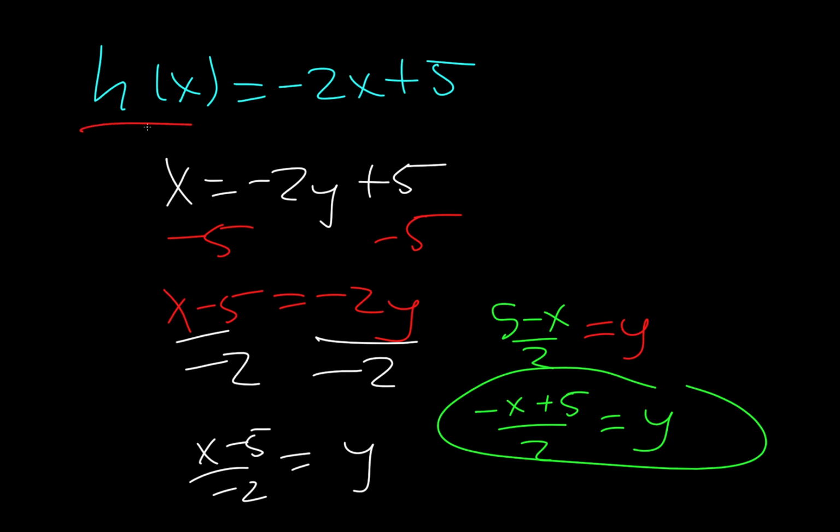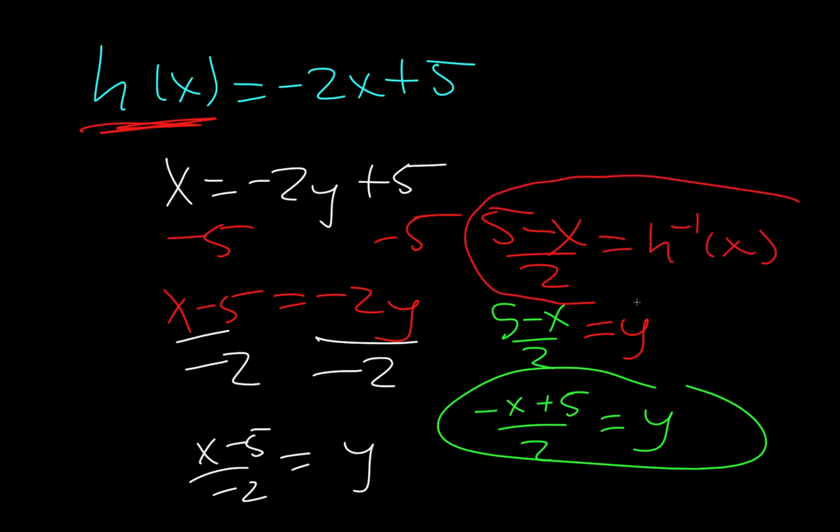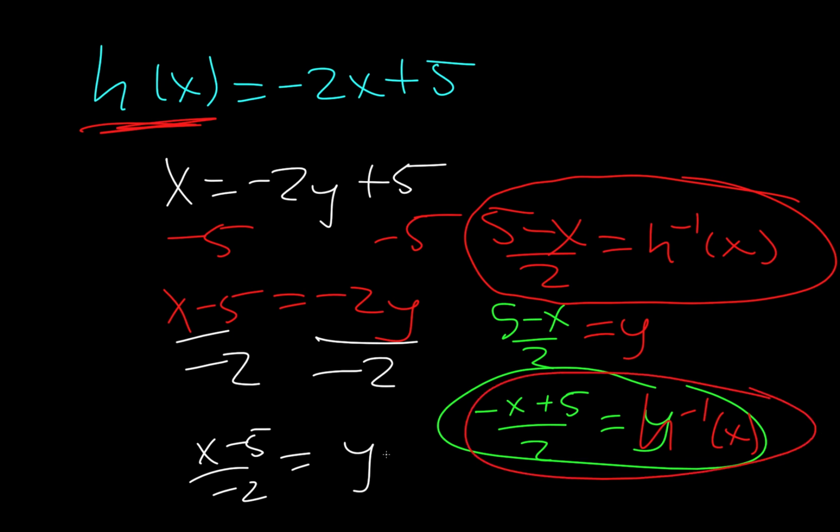And then we have to change it back to the h of x. So 5 minus x over 2 equals h to the negative 1 of x. And that would be our final answer. Or we could change this to an h negative 1 of x, and that could be our final answer. So there's three ways that are totally acceptable.